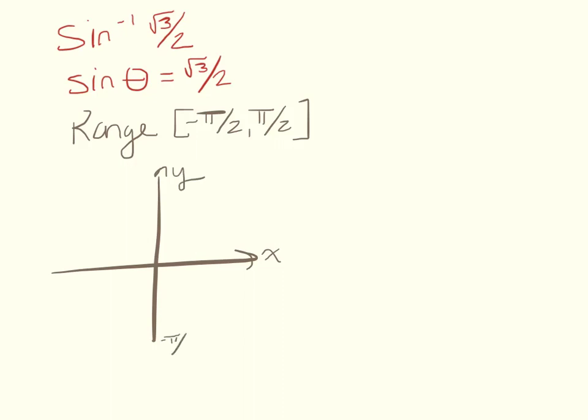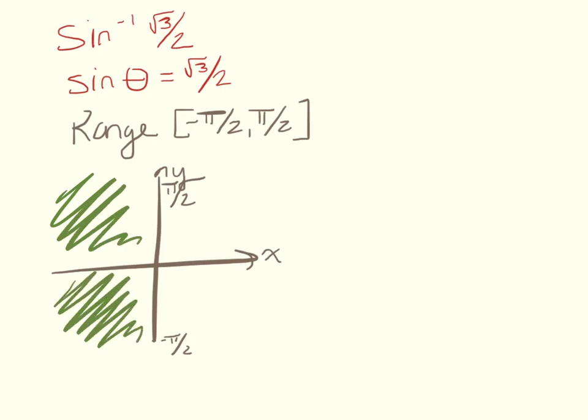So here's negative pi over 2, here's positive pi over 2. All of the angles in between would be either in the fourth or the first quadrant. So we can rule out these two quadrants. Then notice here that sine of the angle is a positive number. Sine is positive in the first quadrant, but negative in the fourth. So we're ruling out the fourth quadrant. So here, our angle must be here.